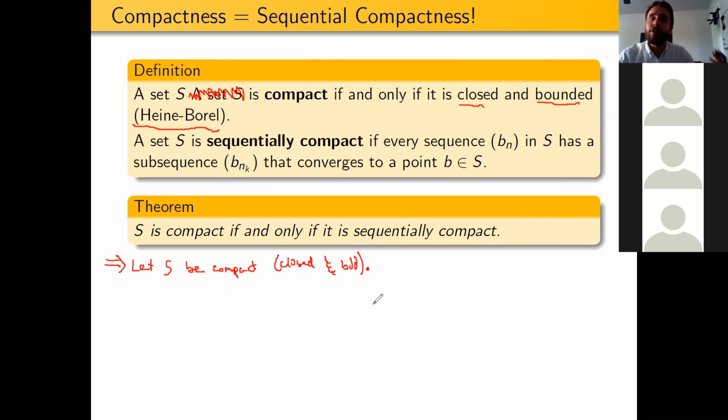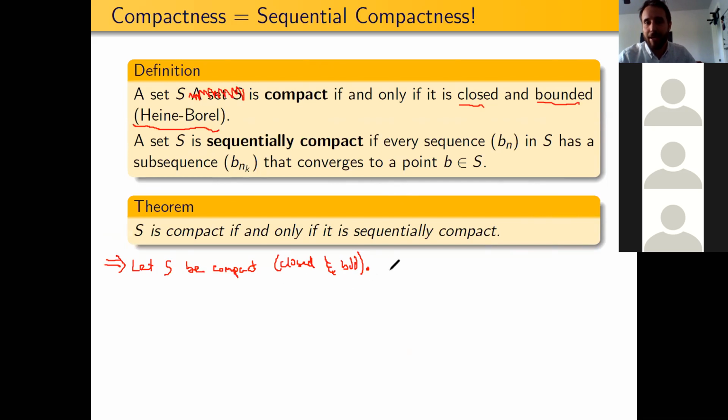Okay, so we need to show that it's sequentially compact. In other words, we need to show that every sequence B sub n has a subsequence that converges to a point in the set itself. So we have to show that a statement holds true about every sequence that lives in S.